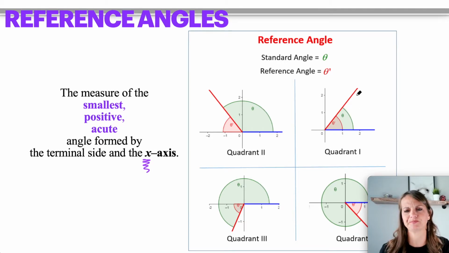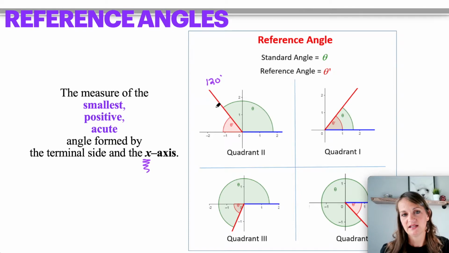So for example, if you're in quadrant 1, the reference angle is going to be the exact same thing as the standard angle. 45 degrees, 60 degrees, 50 degrees, no matter what, because it's acute. It has to be less than 90 degrees. That's what acute means, less than 90. So that changes nothing. However, in quadrant 2, let's say this is 120, that would be the standard angle.